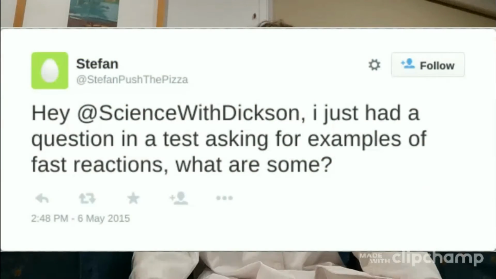This next one is from Stefan. Well, too bad about the test, but I can give you some examples of fast reactions for next time. Some examples are striking a match or the burning of petrol in your car. These are reactions that take less than a second to occur and happen all around.